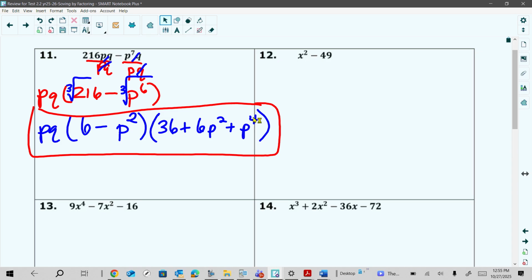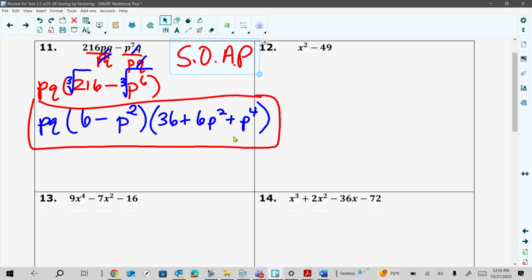Minus P to the 4th? No, this is always positive. In the acronym, the last one is always plus. When the first two numbers are minus, the last two are going to be positive, like 6 minus P squared. And then the rest of them are going to be positive. Because you start with the same, then you do the opposite, which is plus, and then always positive.